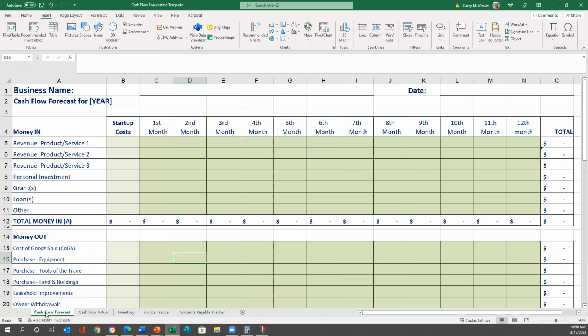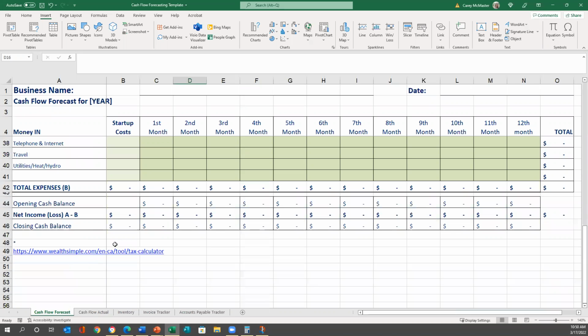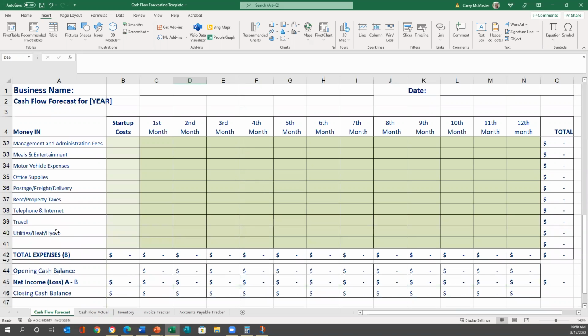So the first thing we're going to take a look at when we're filling out the cash flow forecast, and again, it's based on your business plan. All the information that's going into this cash flow forecast is in your business plan somewhere. So I usually like to start with the easy items to fill in. I'm going to start from the bottom and move up. So utilities, hydro, and or the internet are really easy to figure out.